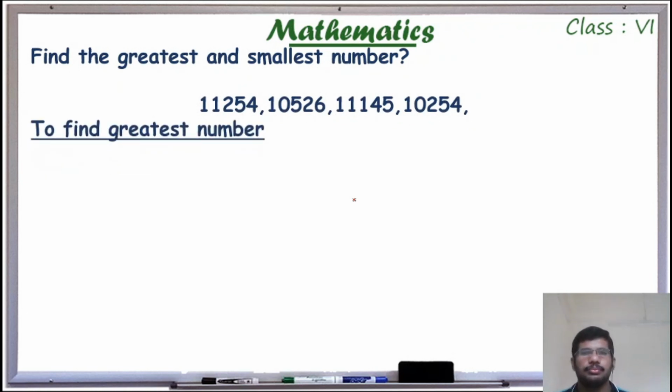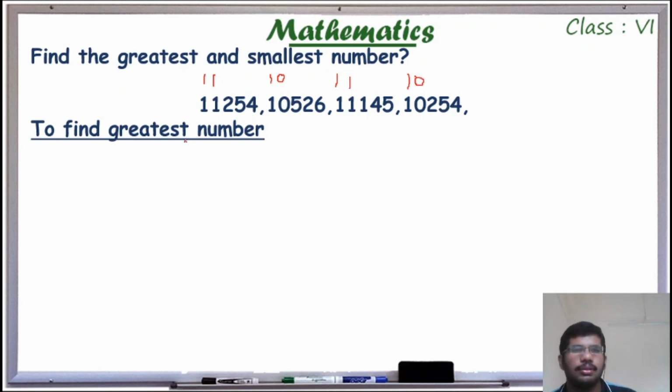Now we have another problem. First we are checking the 10,000's place value: 1, 1, 1 and here 1. And since the four numbers have equal 10,000's place value, we are checking the next digit: 1, 0, 1, 0.